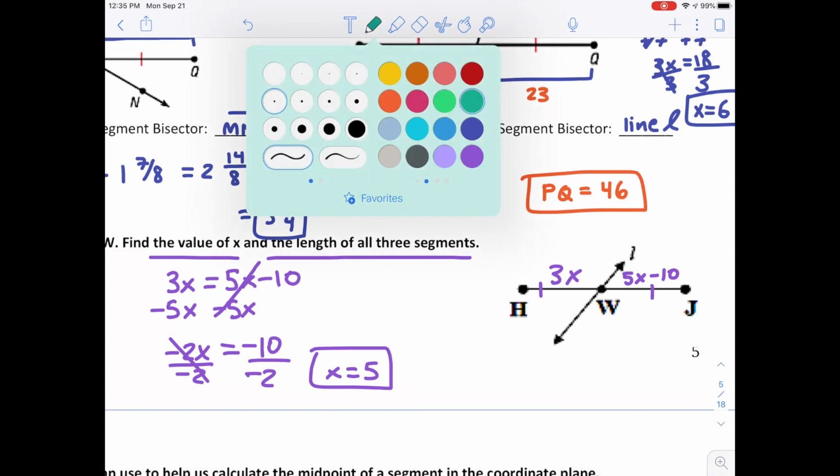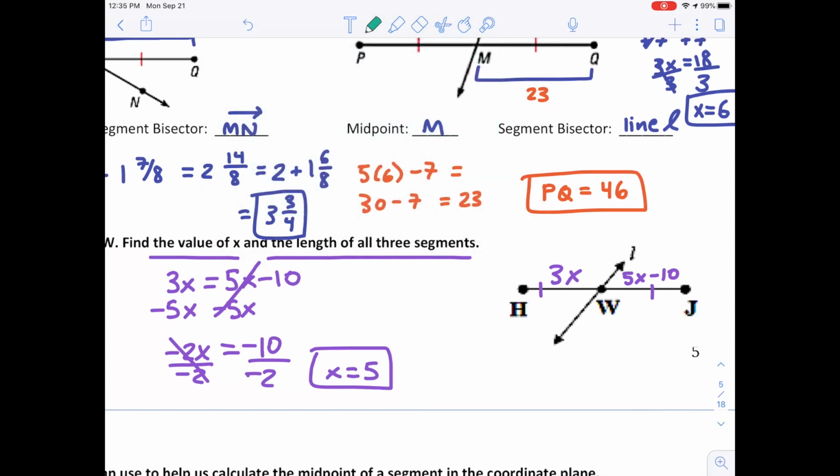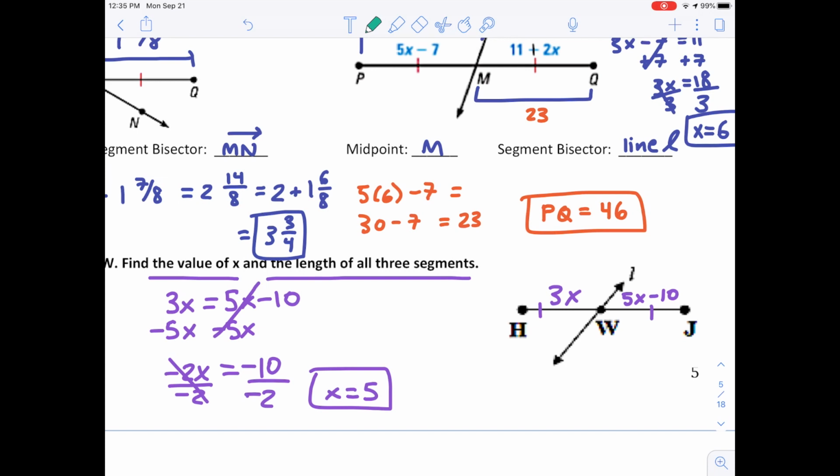Then you can take the value of x and you can figure out the lengths of the different segments. So HW is going to be 3 times x, or 15. I know that WJ is the same length, so that one's also going to be 15. And then if I wanted to say the length of the total segment, the one that was bisected, the total distance would be 30 because it's 15 plus 15.